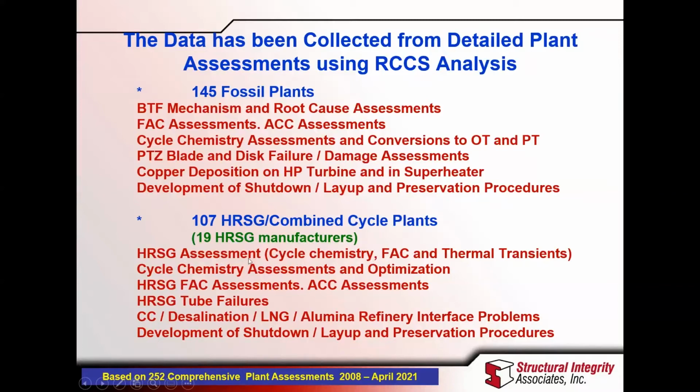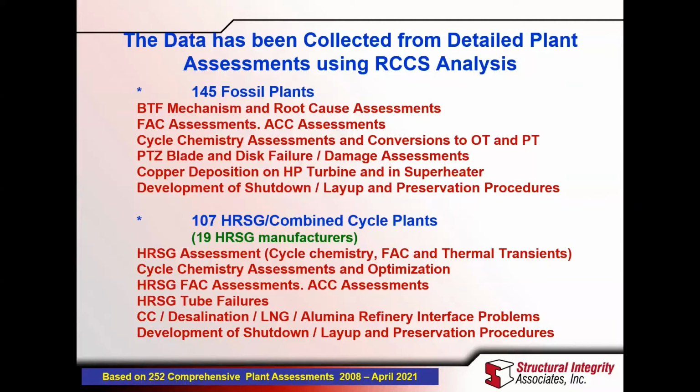So we've done total HRSG assessments. Bob and I typically would do cycle chemistry, FAC, and look at the thermal transients. And we might just do cycle chemistry assessments by themselves or optimization for a plant if they request that. Very often for FAC assessments and air-cooled condenser assessments. Of course, tube failures, mechanism and root cause. And these assessments have been made in a very wide range of plants. Chemical plants, oil and gas plants, desalination plants, LNG plants, alumina refinery plants, so it's a very large and comprehensive database.